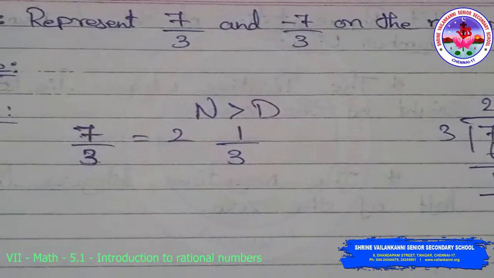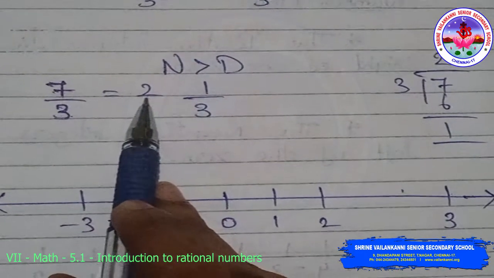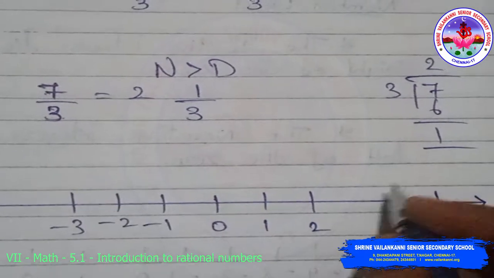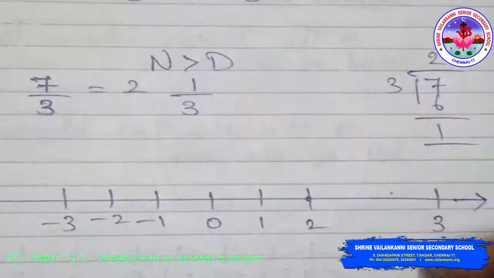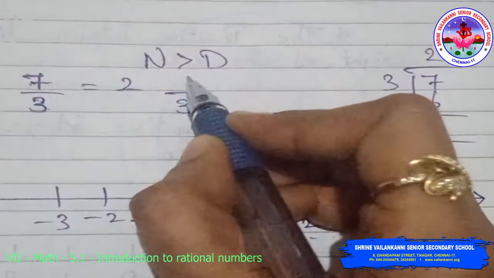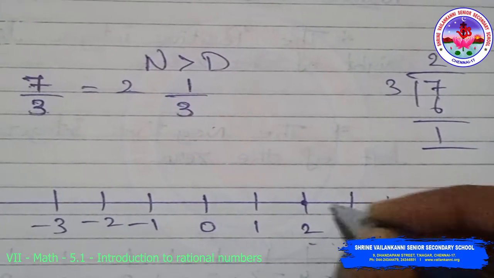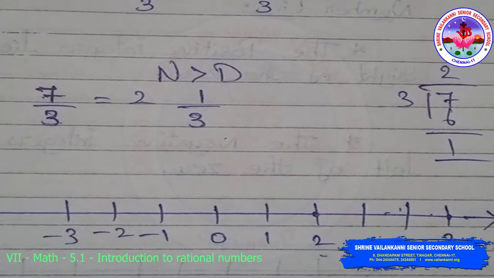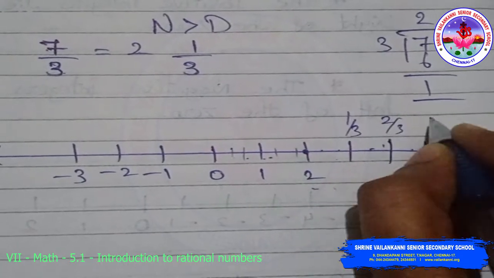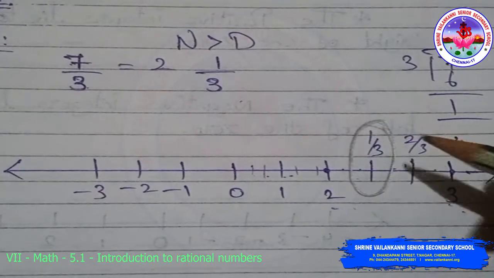Now draw the number line. Let's check the rational number in mixed fraction, so 2 1 by 3. Here the whole number is 2, so you start with 2 and end with 3. The rational number lies in between 2 and 3. The numerator is 1 and the denominator is 3, so you can bisect into 3 subdivisions, 1, 2, 3. This is 1 by 3, this is 2 by 3, this is 3 by 3. So 2 1 by 3 is this place.